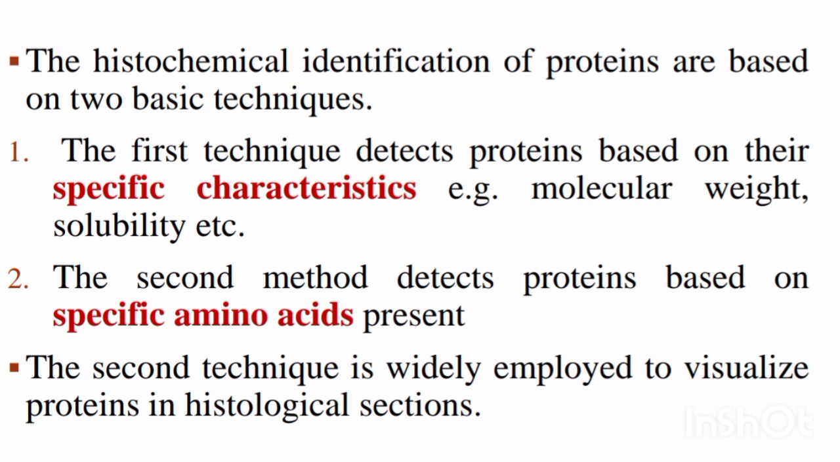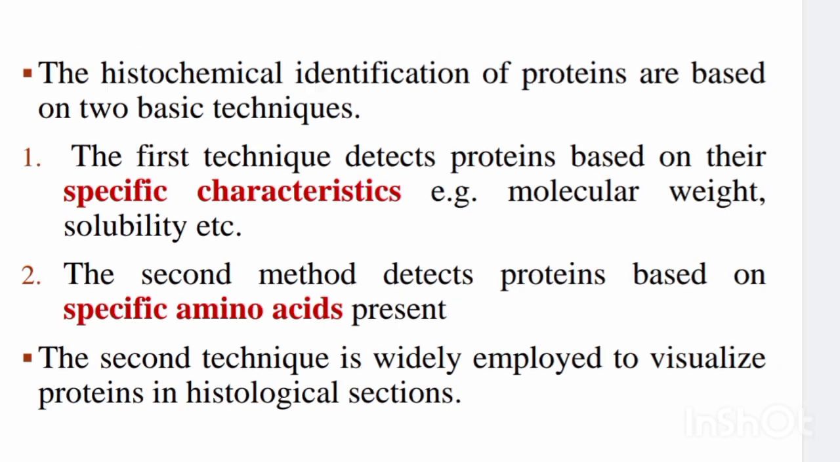If we desire to identify proteins, we have two basic techniques. The first is specific characteristics like molecular weight, solubility, chemical bond, etc. And the second method is mostly used to visualize the proteins in histological sections. The second is the specific amino acid present. So we use the second method as a comparison to specific characteristics.